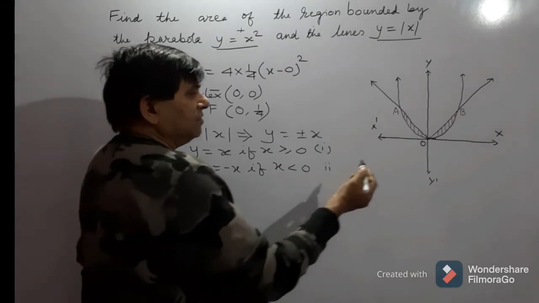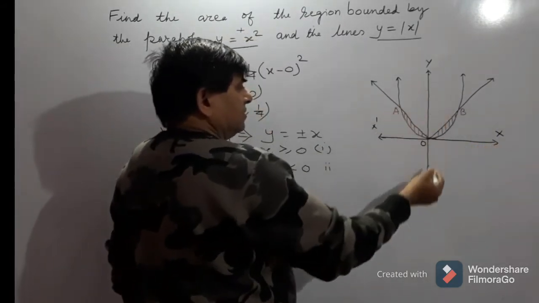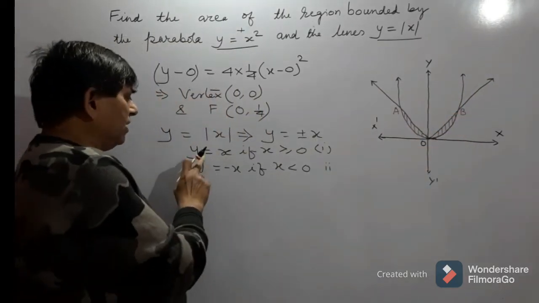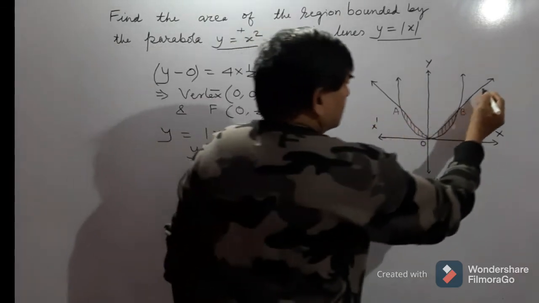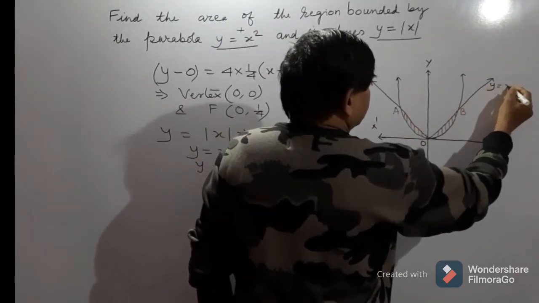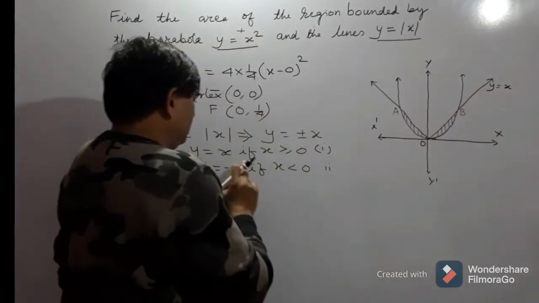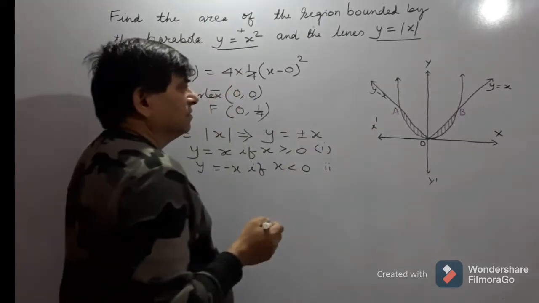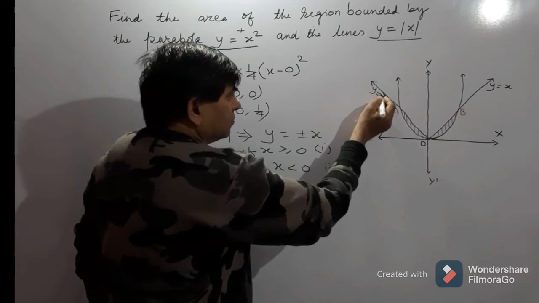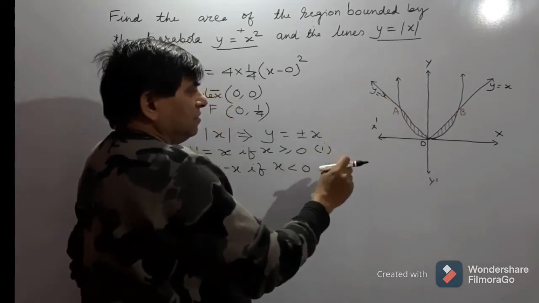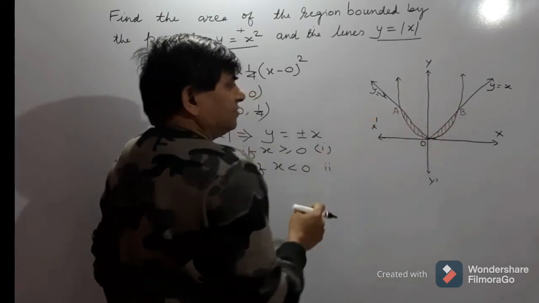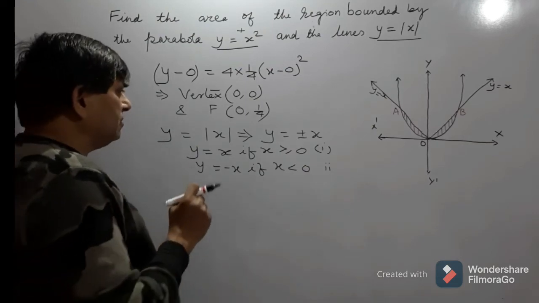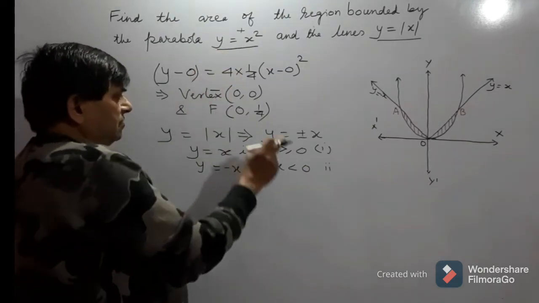So the graph is x-axis, y-axis, parabola, and this is the pair of lines. This line is y is equal to x, which bisects the quadrant. This line is y is equal to minus x. Now see, the red portion is the bounded area. Then using the definite integral, we have to solve this equation and equation 1.